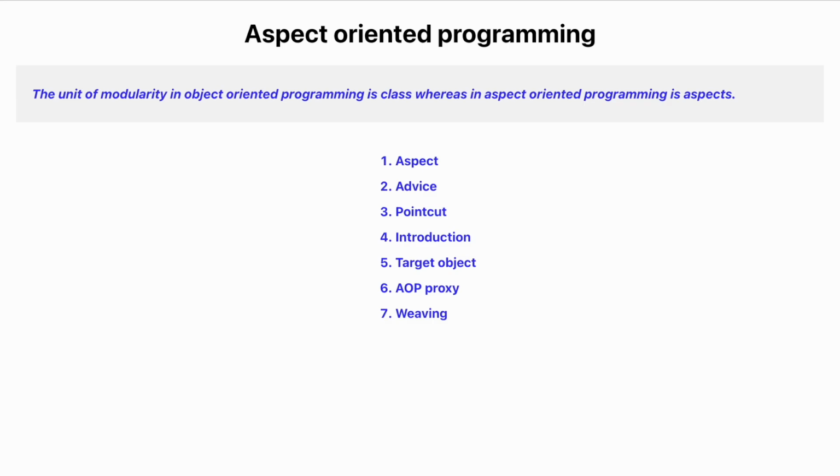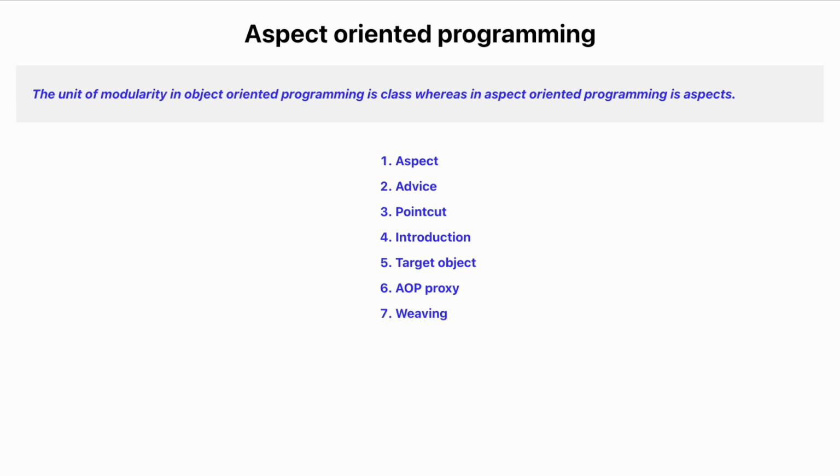Point cut, a predicate that matches join points. Advice is associated with a point cut and runs at any join point represented by the point cut. For example, execution of a method with a certain name. Introduction. Declaration of additional methods or fields on behalf of a type. Target object. An object being advised by one or more aspects, also referred to as an advised object.